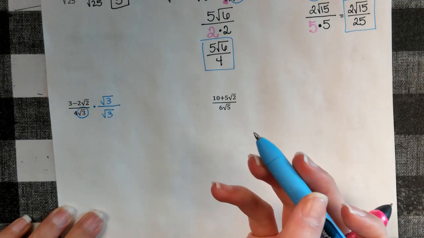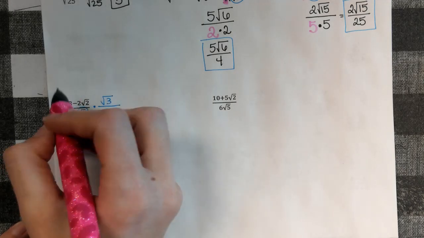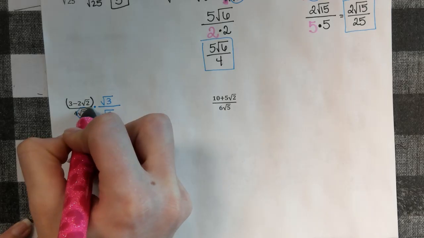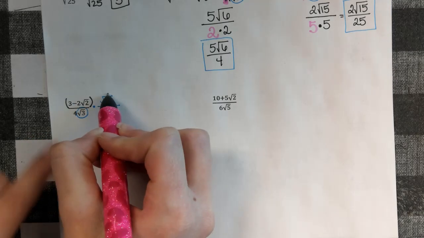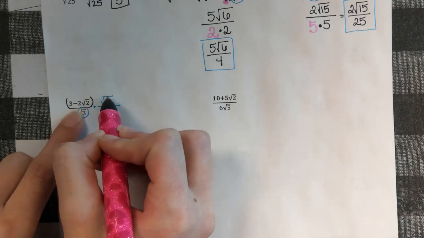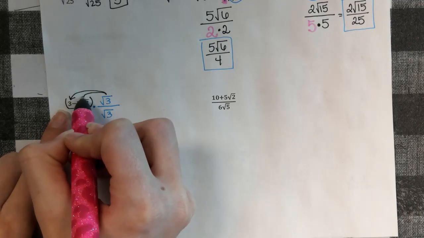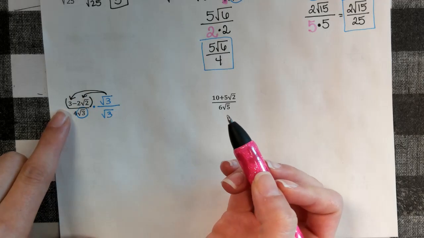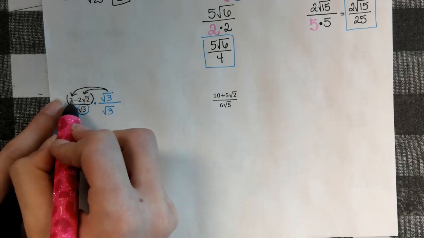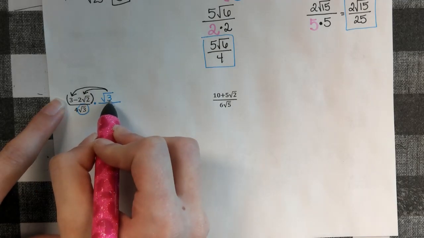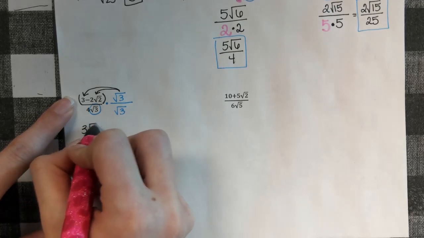Now, when I do the numerator, if you need to write it again, you can, but I'm just going to work on my problem. I'm taking the square root of 3. I have a binomial, which is 2 terms. I'm going to distribute square root of 3 to the 3 and to the negative 2 square root of 2. I multiply it by both terms. So 3 times the square root of 3, I have a whole number times a radical, I just mush it together, 3 square root of 3.